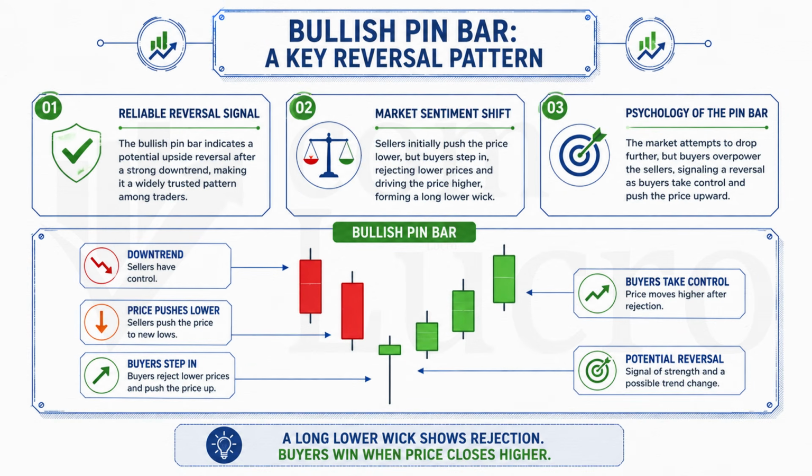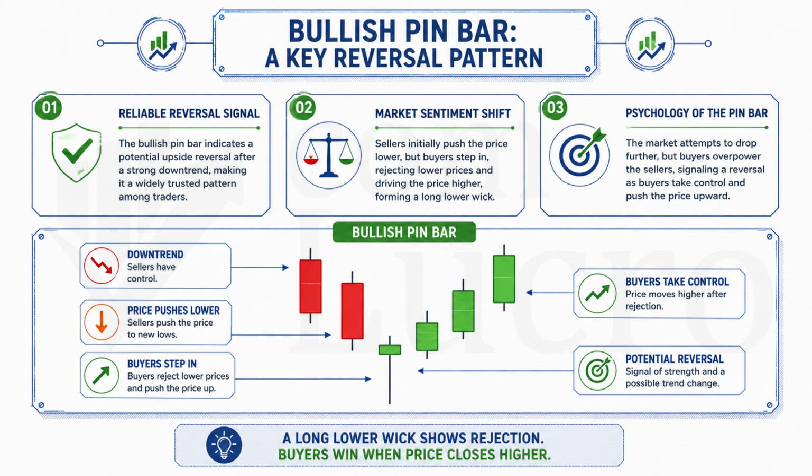First, the bullish pin bar, one of the most reliable reversal patterns in price action. It signals a reversal to the upside, especially after a strong downtrend or at key support. You'll recognize it by its small body near the top and a long lower wick, which represents rejection of lower prices. Now the psychology behind it.